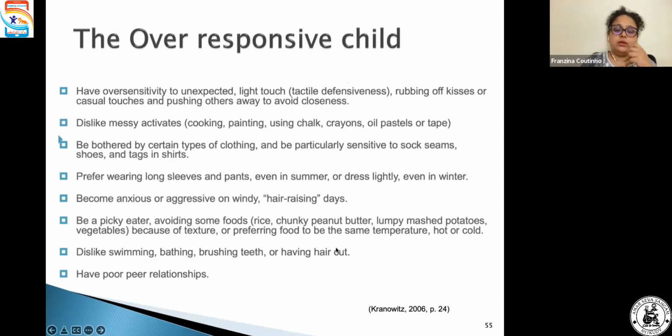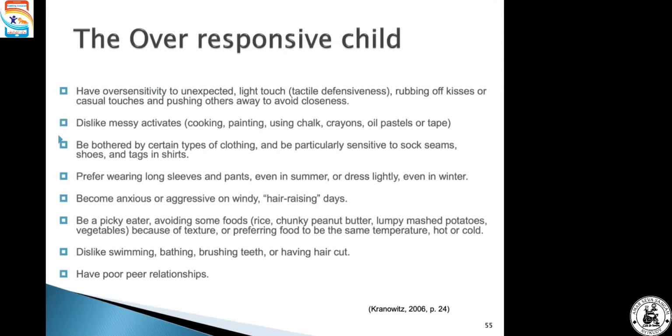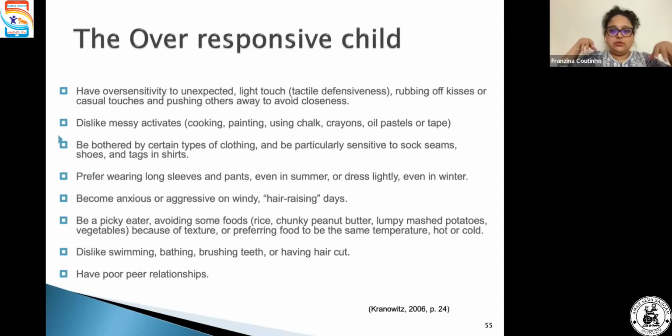Okay. The over-responsive child doesn't like excessive stimulation. Okay. Doesn't like washing their face, doesn't like a hair bath, brushing teeth is a problem, hair cutting is a problem. They want their skin covered as much as possible. They have meltdowns very regularly. There's a lot of defensiveness. They hate messy activities. Okay. And clothing also seems to trigger them.